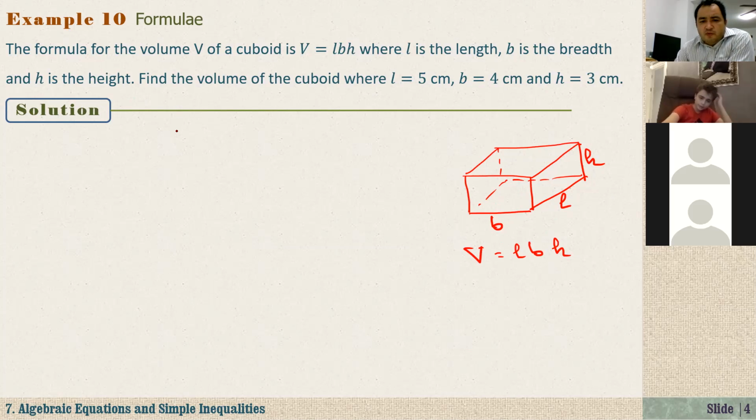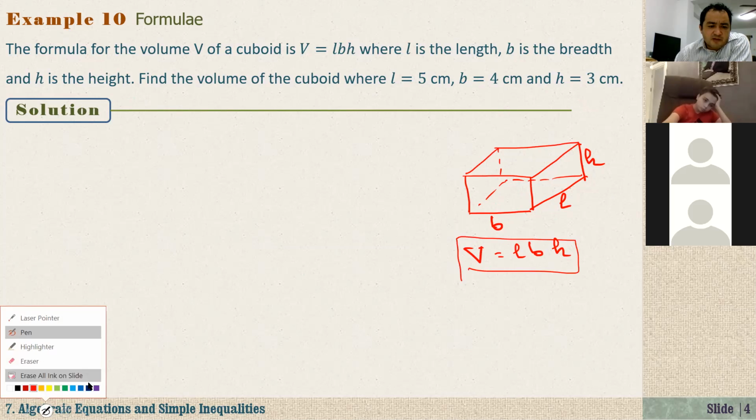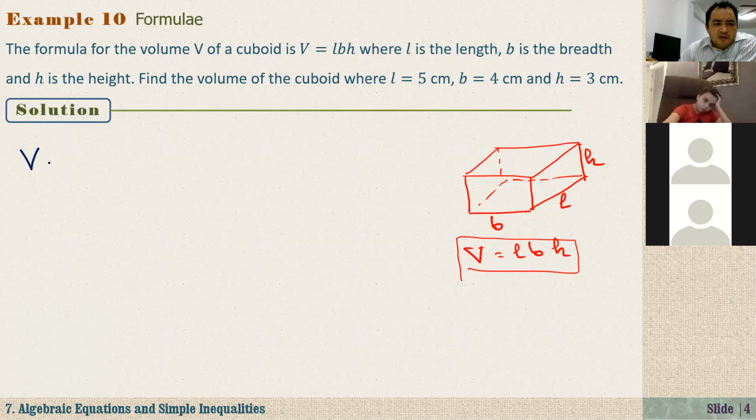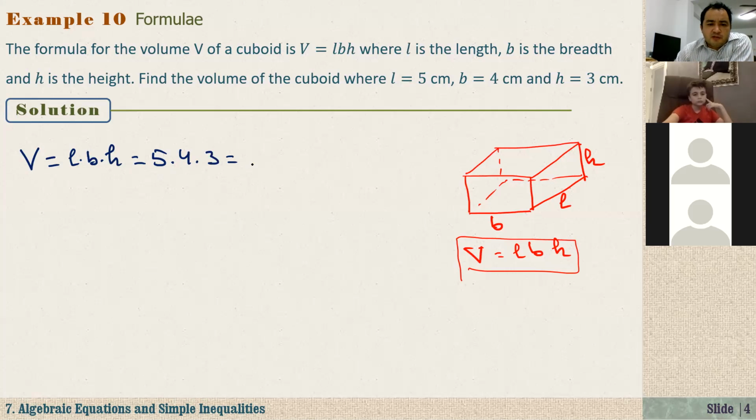Find the volume of the cuboid where L equals 5 centimeters, B equals 4 centimeters, H equals 3 centimeters. After we write the formula, then we can substitute the values. Here we have V is equal to L times B times H. What is the value of L? It is 5. What is the value of B? It is 4, and H is 3, which is equal to 60 cm cube, or cubic centimeters.